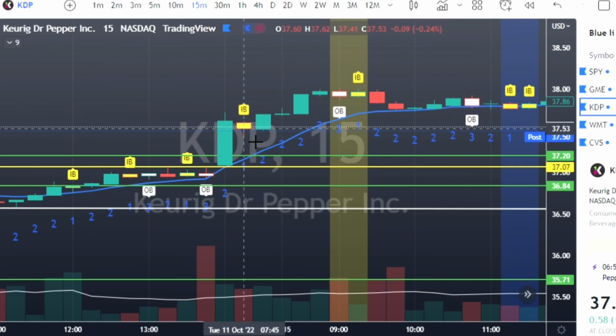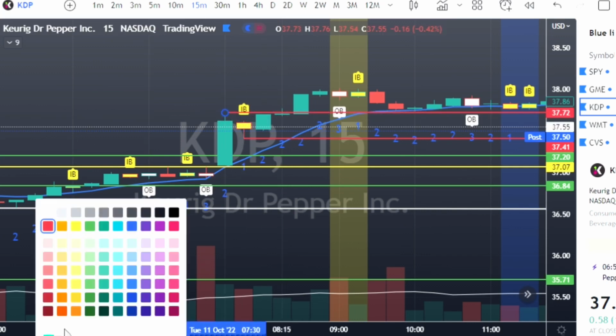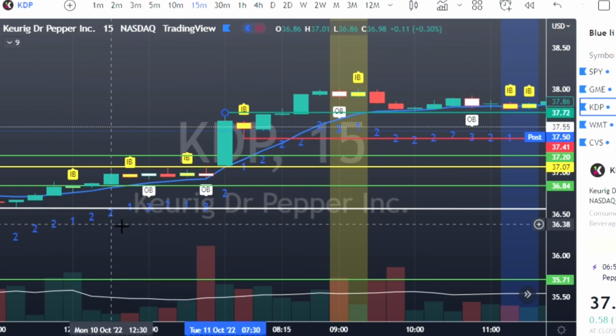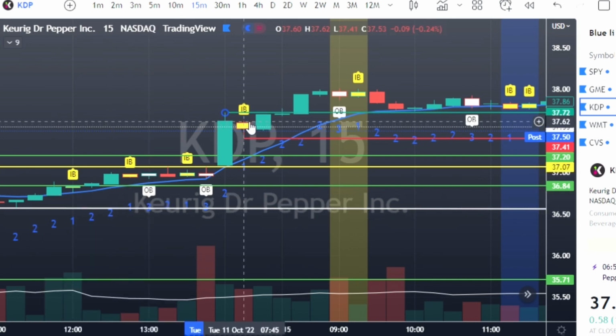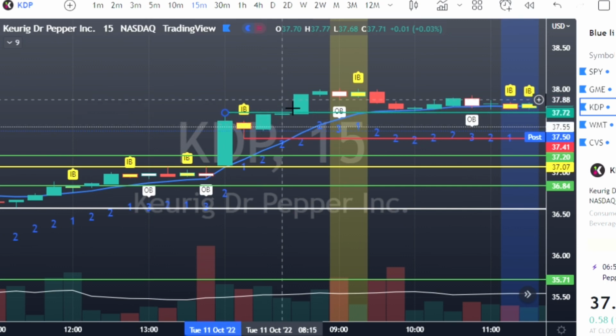Now, we didn't get it. We got this inside bar. So then what you're looking for is a break to the high or the low of the inside bar. Now, we get that break. And then we trigger here at the top of this inside bar, and then we move up, and we move up, and we move up.